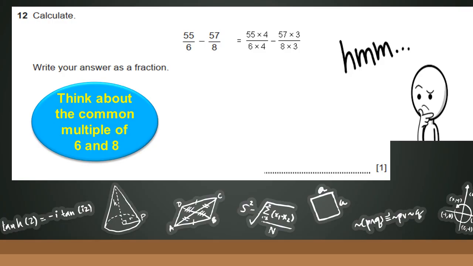So it will be 55 times 4 over 6 times 4, minus 57 times 3 over 8 times 3. So I'm changing the denominators into 24. So it will be 220 over 24 minus 171 over 24. Normal subtraction, it will be 49 over 24, and then I need to think how many 24s can fit in 49. You know that 24 and another 24 is 48, and the remainder will be 1.